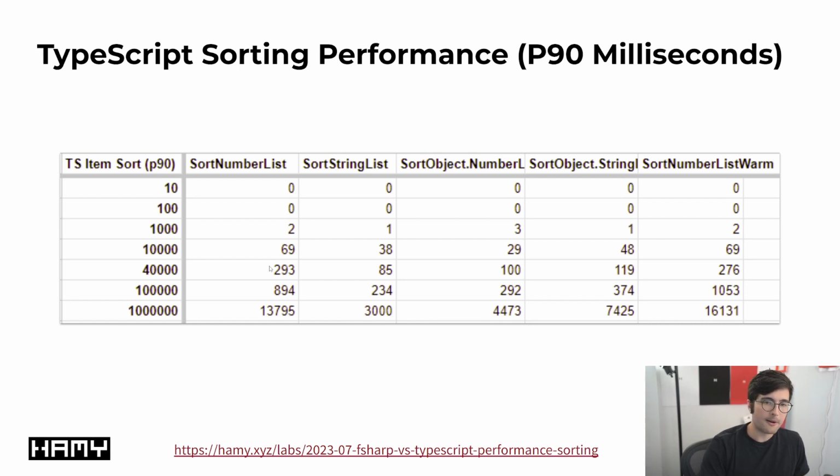What's interesting about TypeScript is that the numbers sort is extremely slow, even slower than strings by quite a large margin. I don't know why this is. I called this out in the original benchmark, but this is something we'll see as we go forward in the comparison.